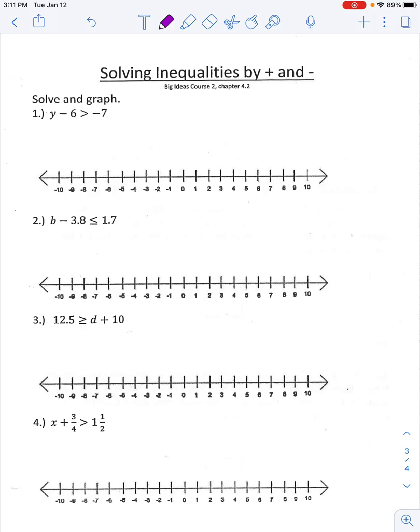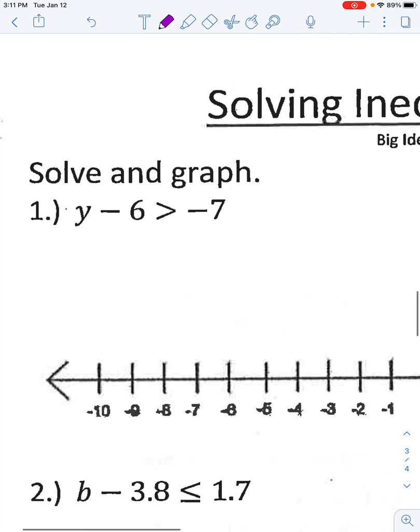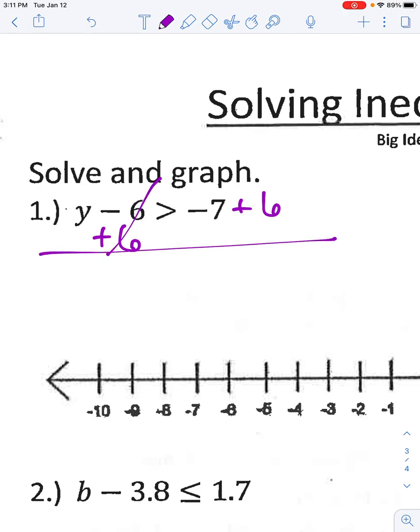Okay, so the set of notes today that we need to work on, we're solving inequalities by adding or subtracting. Guys, this is the exact same thing as solving equations by adding and subtracting, but instead of an equation, there's an inequality now, okay? The goal is always to get the variable by itself, to isolate the variable. So if we want to solve and graph y minus 6, again, we want to solve for y, we want to isolate the variable. We're going to do the inverse. If it says minus 6, we're going to add 6 on both sides.